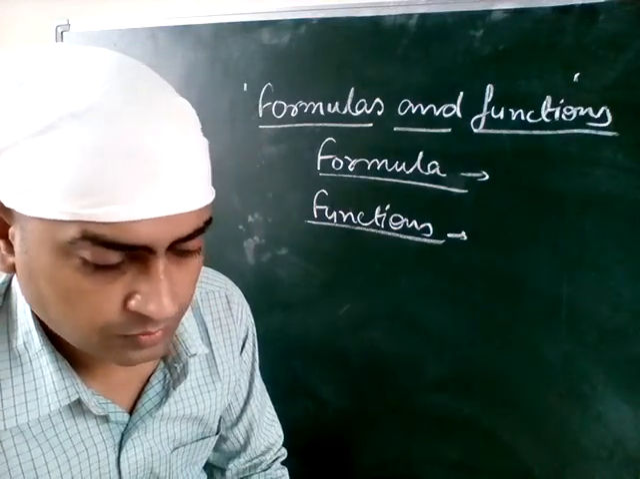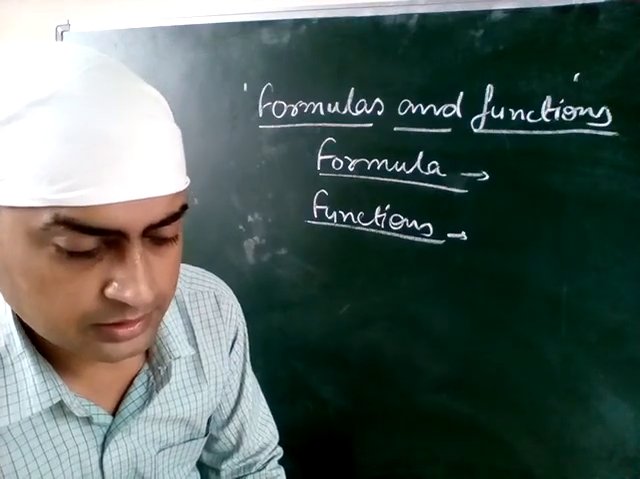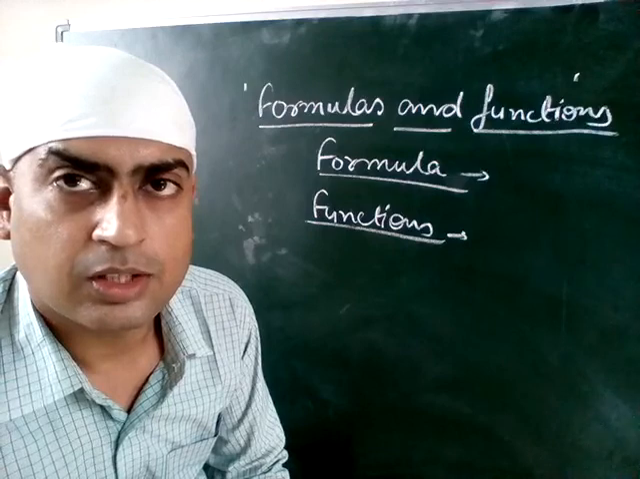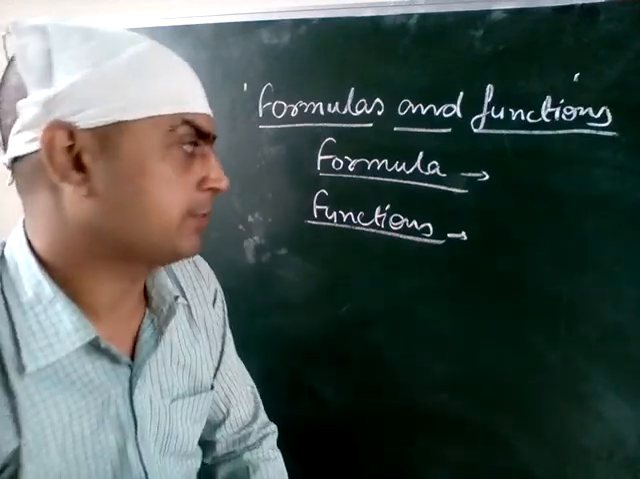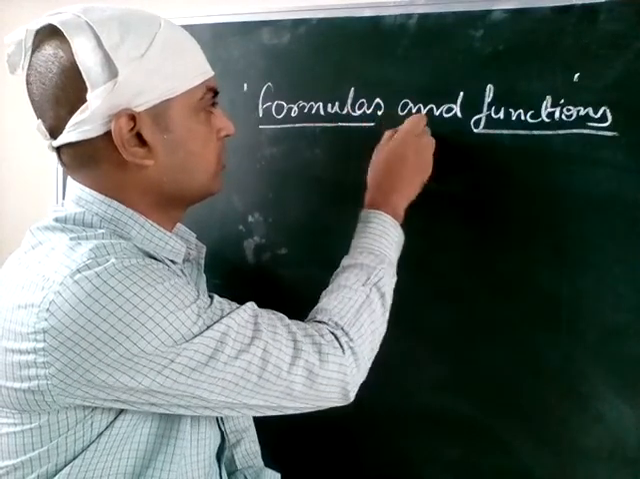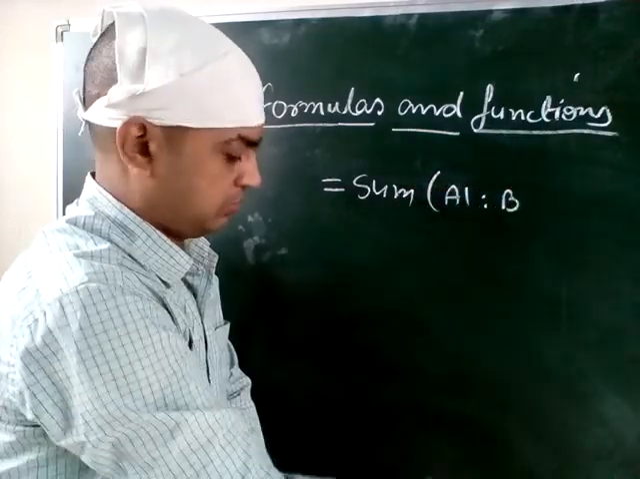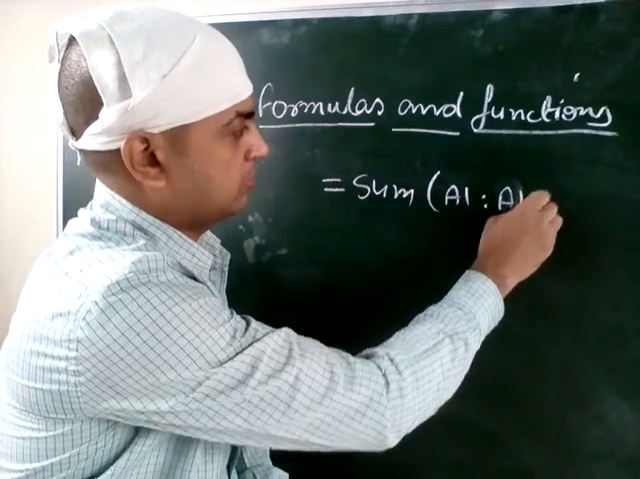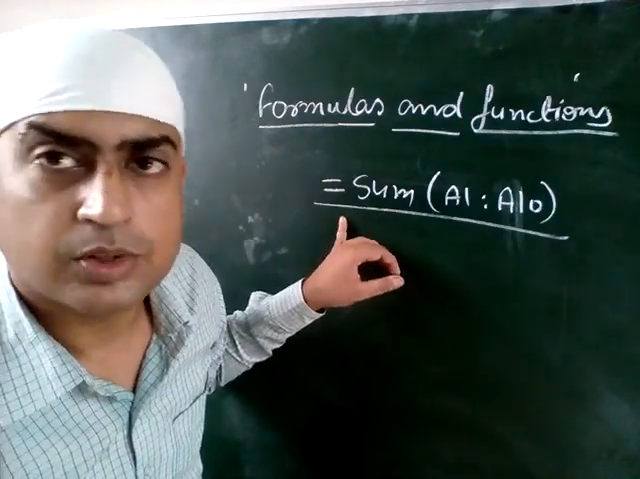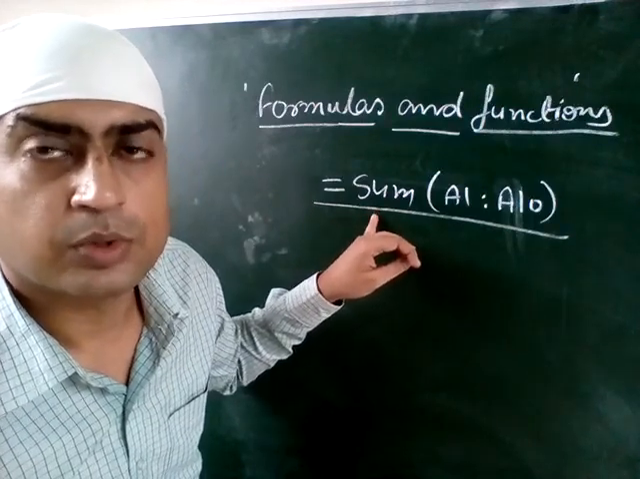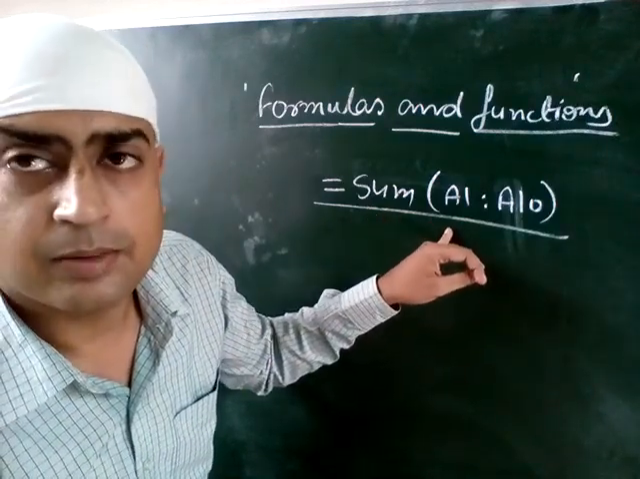For example, few terms are given in your book. References: the cell or the range of cells that you want to use in your calculation is called a reference. With the help of one formula I am writing, you can understand. In this function you can see, every function in the computer system will start with the equal to symbol. Now sum is a function. This is a predefined word and the computer can understand it.